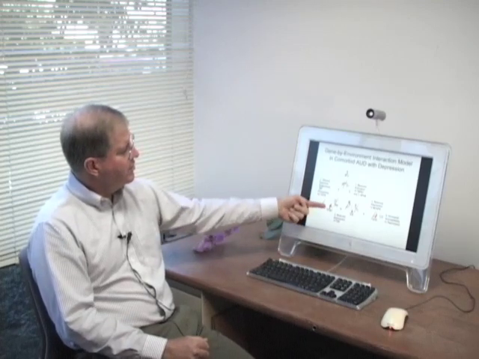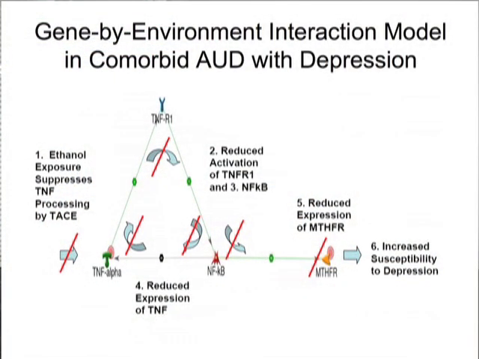So putting all of those pieces into context, and I should mention that I've turned the graphic, here's TNF receptor, NF-kappa B, and MTHFR. When I added ethanol to this network, I find that ethanol exposure suppresses TNF alpha converting enzyme to reduce the amount of TNF alpha that is available.